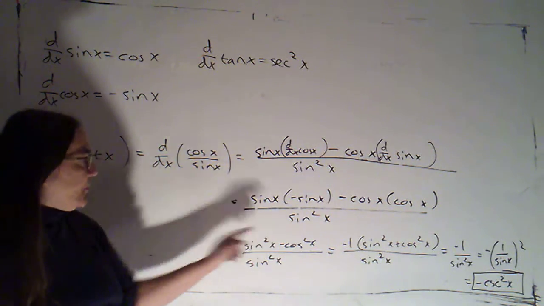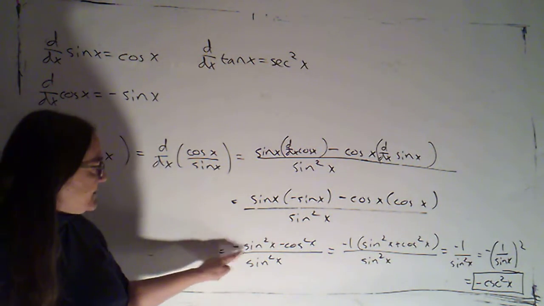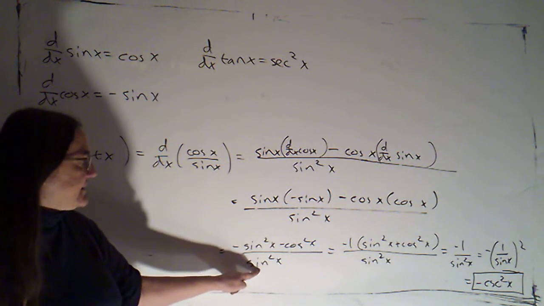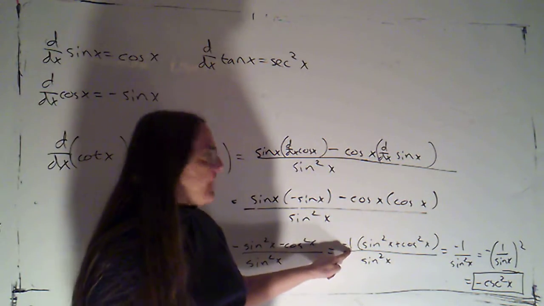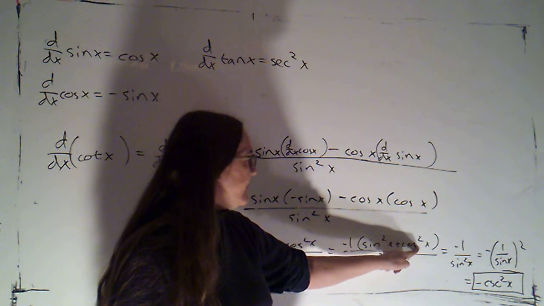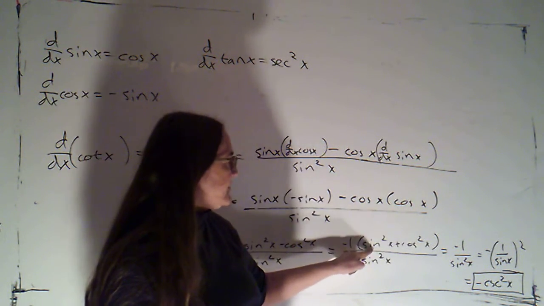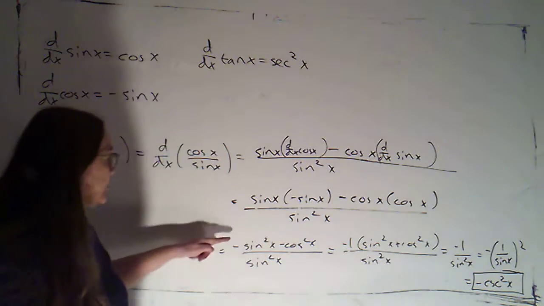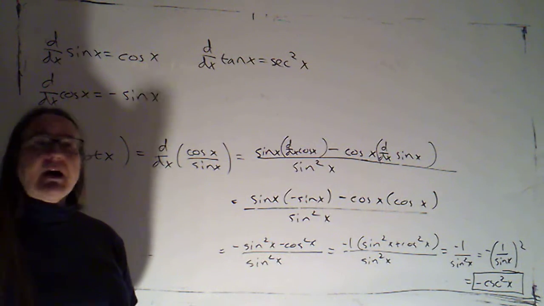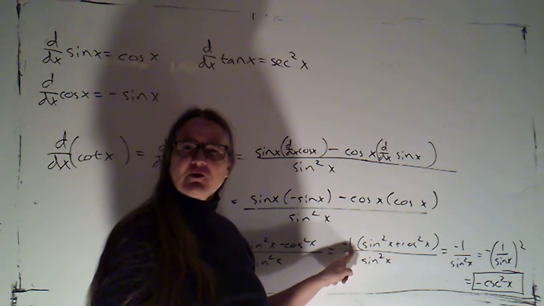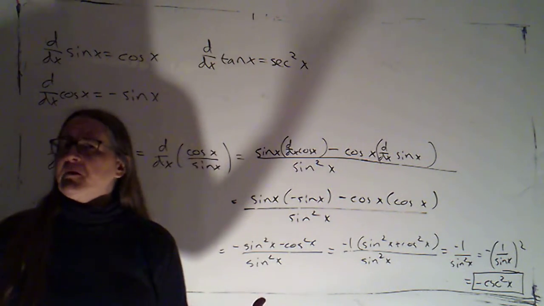So on top now both terms are negative. We've got negative sine squared minus cosine squared x all over sine squared x. On top we can factor out that negative 1. So it's negative 1 times sine squared plus cosine squared, and of course this just simplifies to 1, so the top simplifies to negative 1. Now if you went right from negative sine squared x minus cosine squared x to negative 1 without showing this step of factoring out the negative 1, I'm totally fine with that.